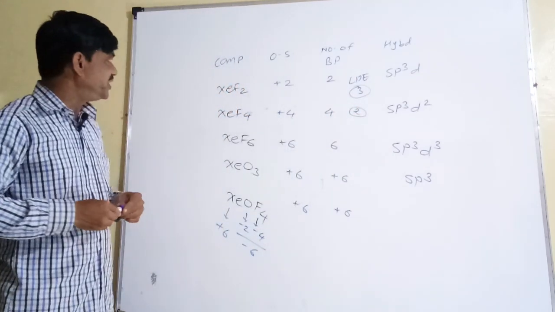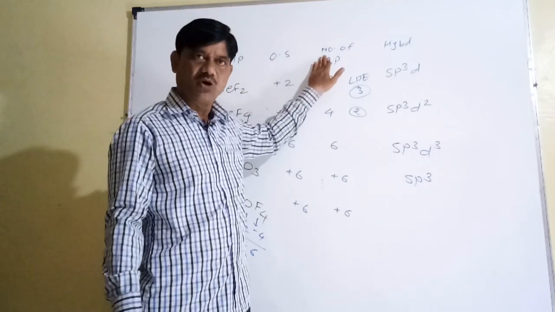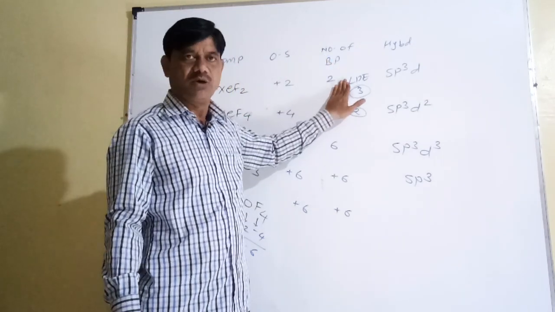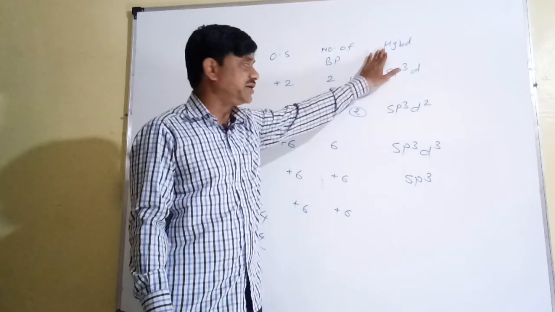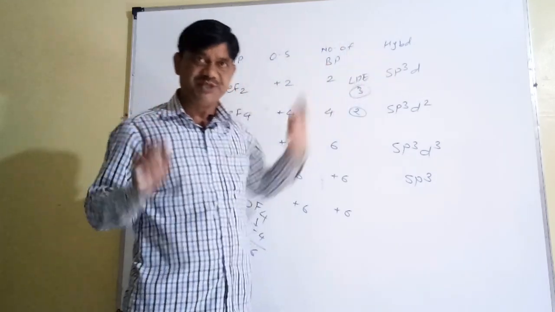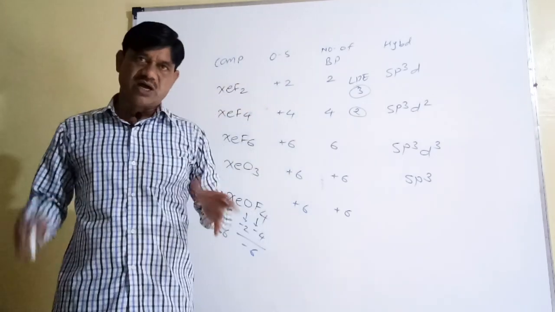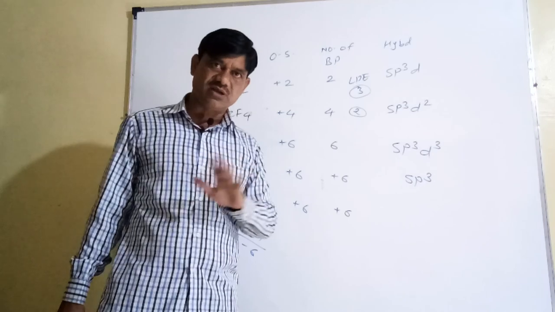According to that, we can easily find out the oxidation number of the inert gas element, the number of bonding pairs of electrons, the number of lone pairs of electrons, and you should be able to identify what type of hybridization will be there. And according to that, in the next MCQ session, we will discuss how to recognize the geometry of a particular compound.